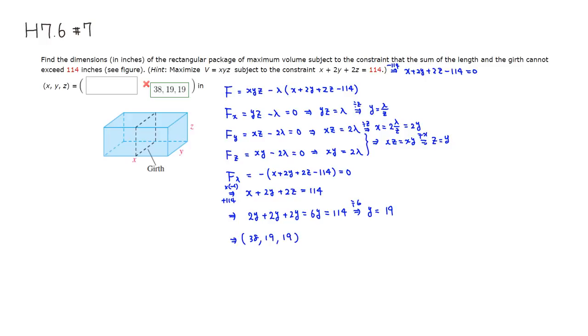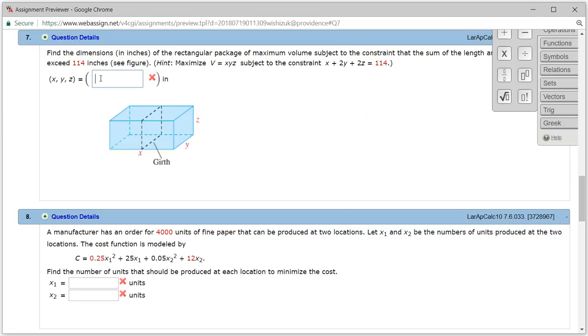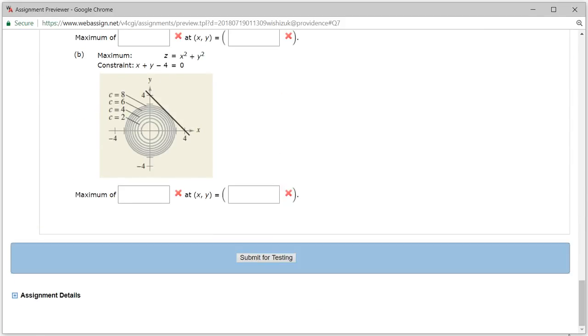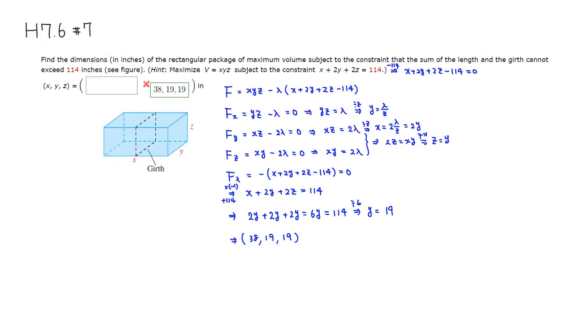So let's check the answer. We got 38, 19, 19. Let's check the answer. Submit for testing. All right, I came back and it looks like we got this one correctly. All right, that's it. I hope that this was clear.